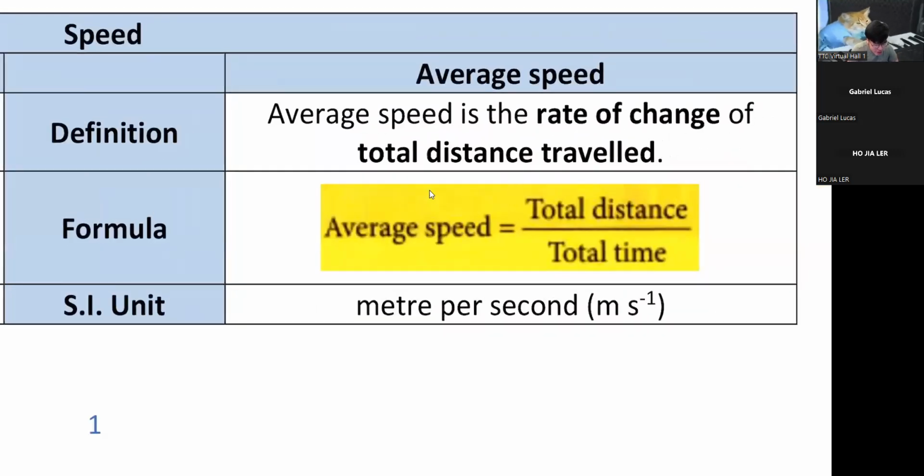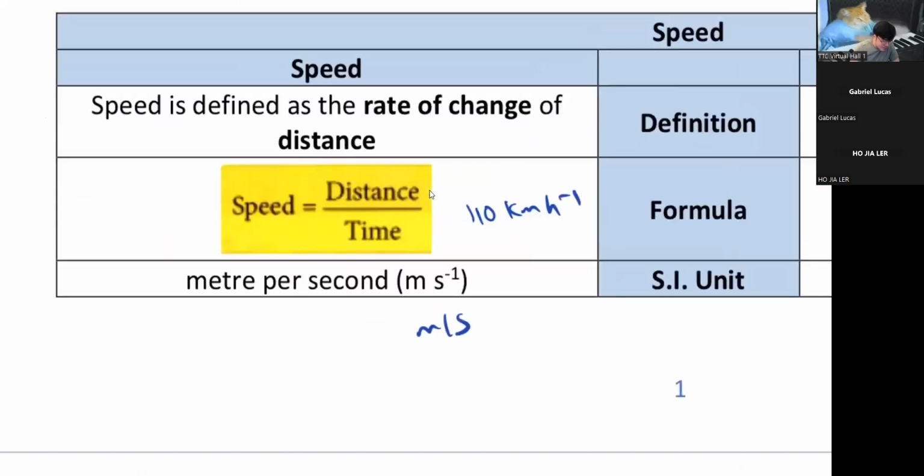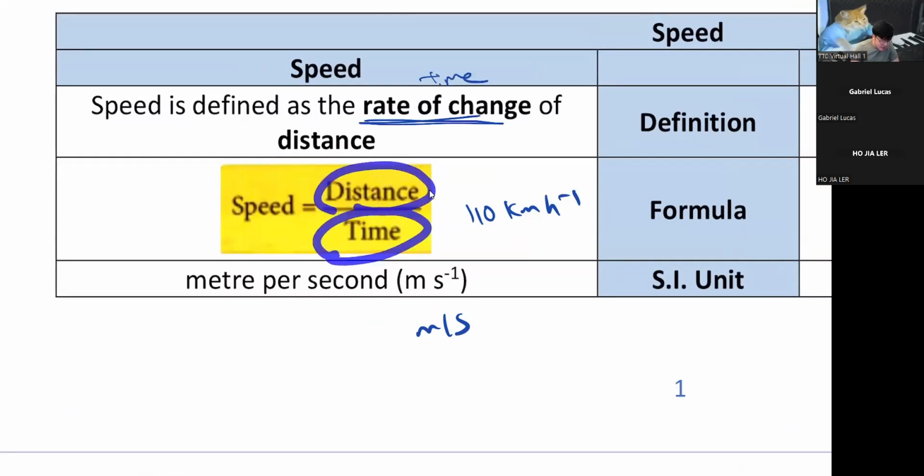What about the average speed? This is just the same thing. We just take the total distance divided by the total time. If you want the definition, very easy. Whenever you divide by time, we use the words rate of change. Since it's distance divided by time, it's the rate of change of distance. Whenever you see divide by time, you use rate of change.